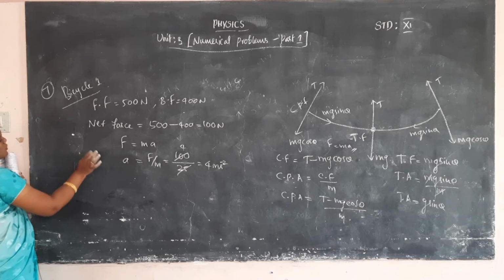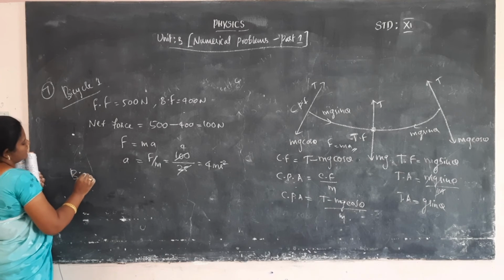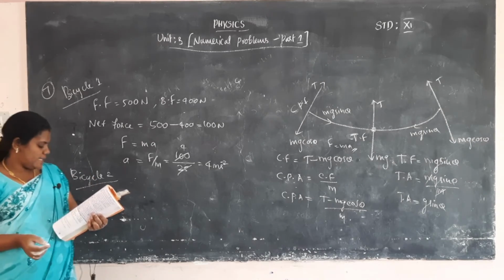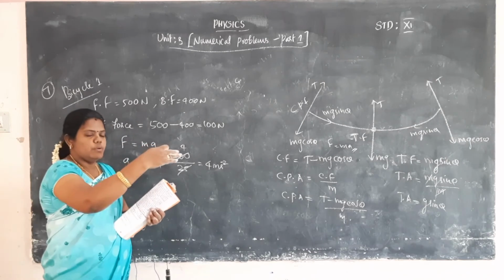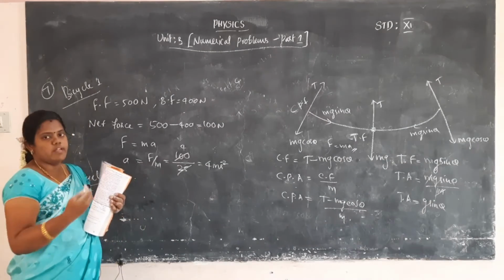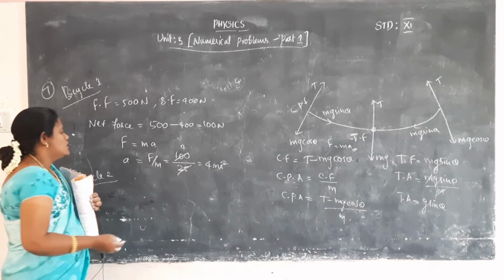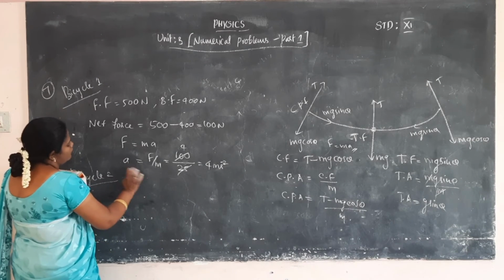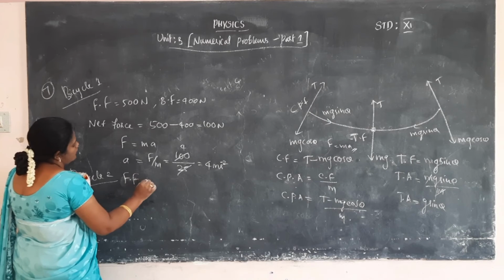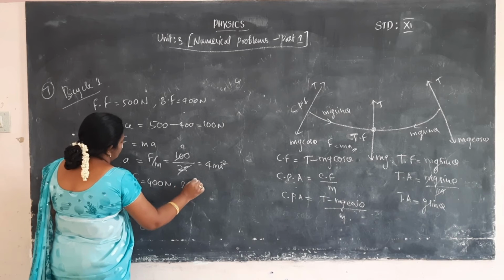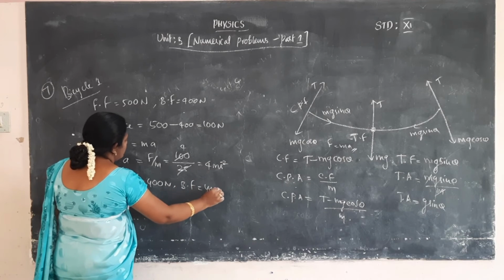And for bicycle 2, what are the forces that will be acting? The forward force is 400 Newton and the backward force will also be 400 Newton. Forward and backward will be the same but opposite. So how do we calculate the net force? The forward force is 400 Newton and the backward force will be equal to 400 Newton.